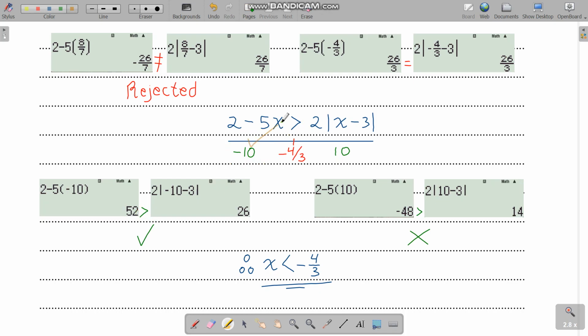So we can use this interval, but for the right interval, when we plug in something greater than minus 4/3, such as 10, we will get something negative on the left. So minus 48 is of course not greater than 14, which means we cannot use this interval. So the final answer is x is less than minus 4/3.